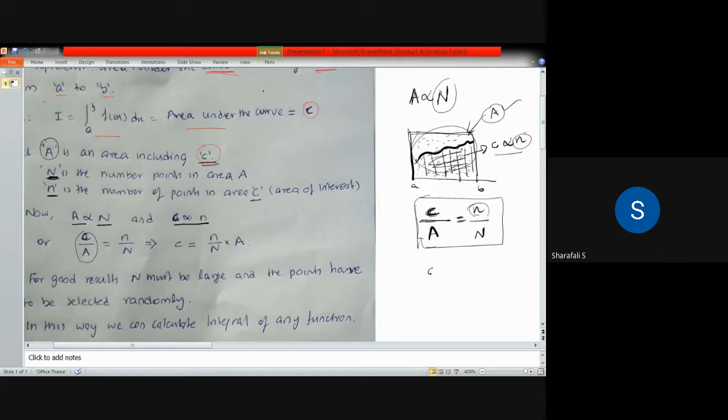And if you want to know the area under the curve, then you can directly say this is equal to small n by capital N into the total area of that particular region. This square, in this case, is this area. Multiply small n divided by capital N into that area, then you will get the area under the curve. And this area under the curve is nothing but your integration, a to b f of x dx.